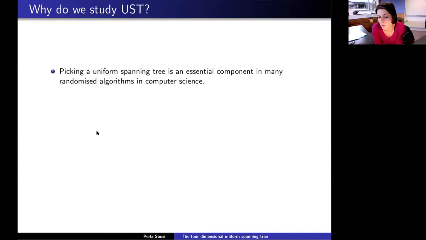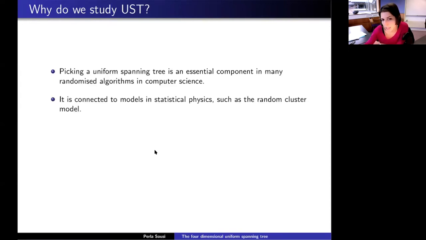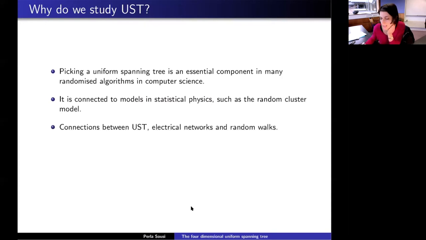So now I have defined what we mean by uniform spanning tree of a finite connected graph. Now let me give you a little bit of motivation for why we care to study this object. First of all, picking a uniform spanning tree is an essential component in a lot of randomized algorithms in computer science. It is connected to other models in statistical physics, like the random cluster model. I'm not going to go into that in more detail. And as I already said, there are a lot of connections between uniform spanning trees and electrical networks. As we'll see later, it's also connected to random walks and what I will define later, the loop-erased random walk.